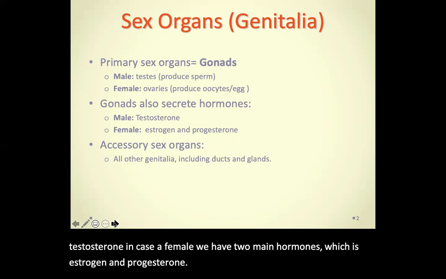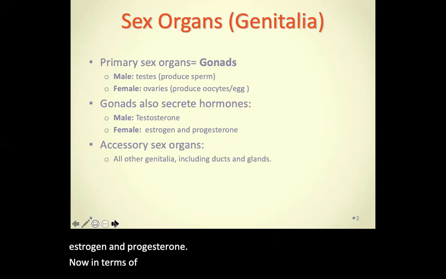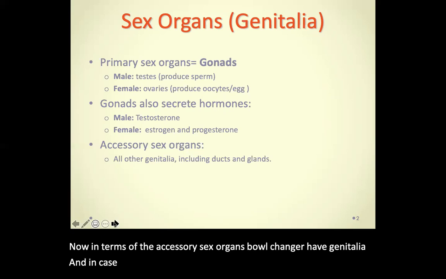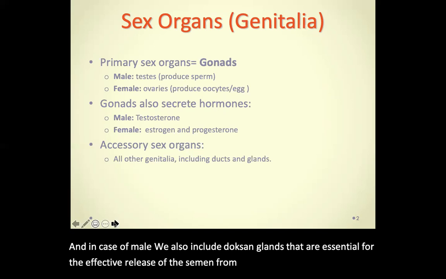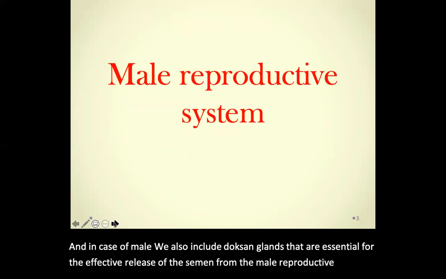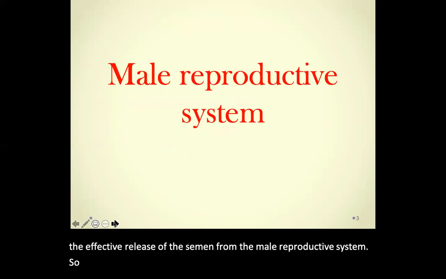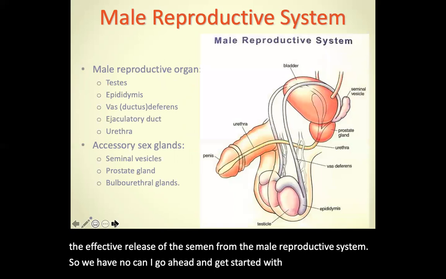Now, in terms of the accessory sex organs, both genders have genitalia, and in case of male, we also include ducts and glands that are essential for the effective release of the semen from the male reproductive system. So we're now going to go ahead and get started with the male reproductive system.